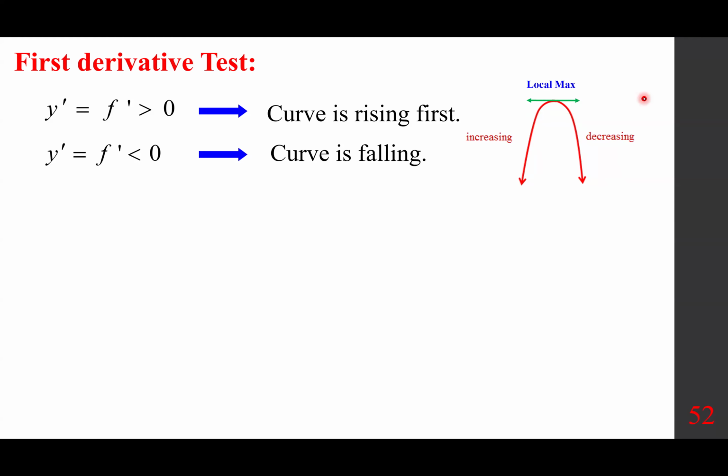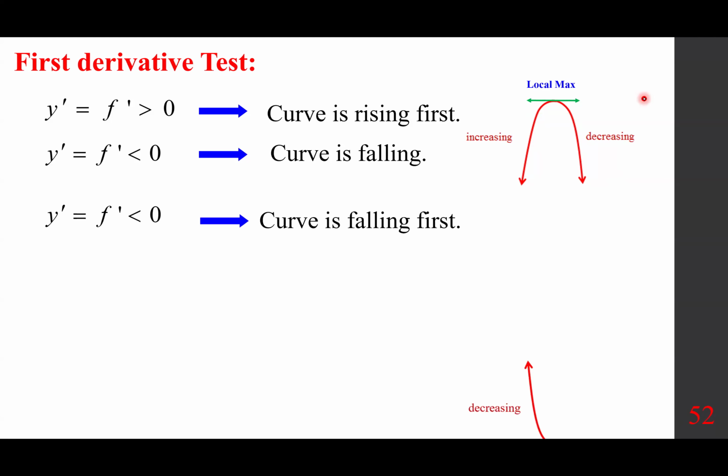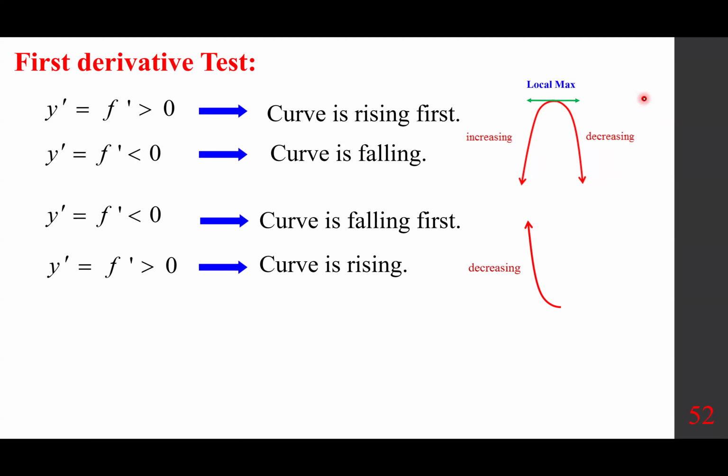On the other hand, if it's first negative, so first it's decreasing, then y prime or f prime is positive, the curve is rising. Again, it creates a local extremum. In this case, it's a local minimum. And it happens where y prime or f prime is zero or does not exist.